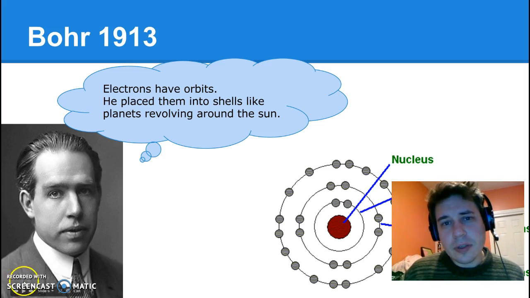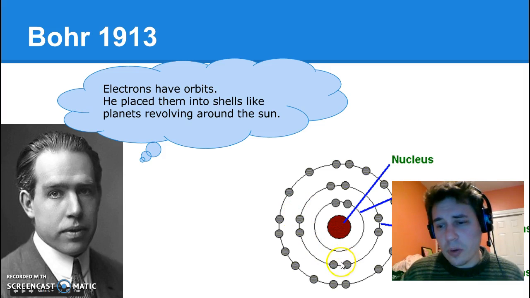He imagined that the first orbit could hold 2 electrons, and the second orbit, the second shell, could hold 8 electrons, and then the third orbit here could hold 18 electrons. In class, we've only had it hold up to 8. And that's sufficient to get up to argon, but it can hold all the way up to 18.